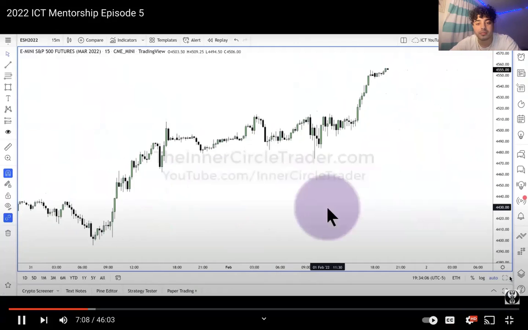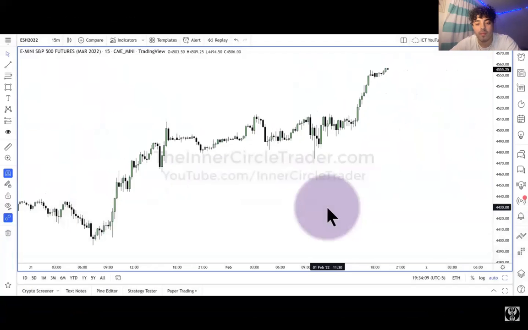When you're looking at this 15-minute time frame, this is the bellwether time frame. This is where I'm looking for key highs and lows. I'm looking for imbalances like fair value gaps and things of that nature.